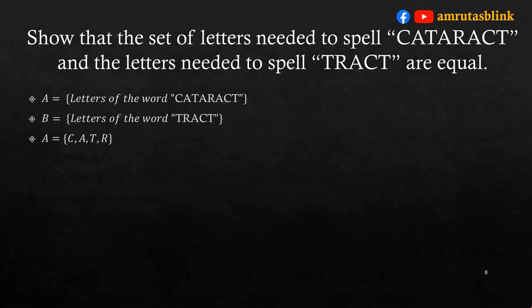If we find the letters of the word cataract, we will get A is equal to {C, A, T, R}. Similarly, B is also equal to {T, R, A, C}. Now while writing the elements of sets, order doesn't matter. That's why we can say that set A is equal to set B and hence both are equal sets.